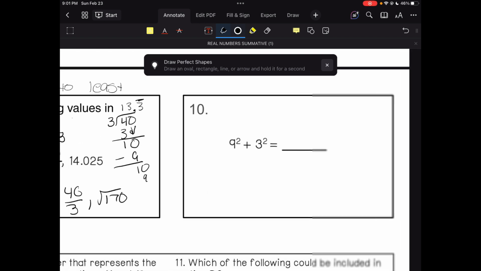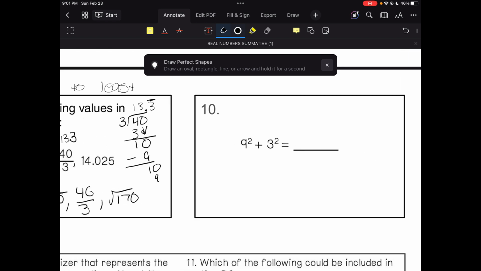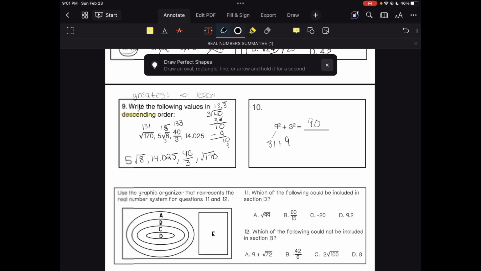Our next problem, number 10, is 9 squared plus 3 squared equals blank. Most of you did this very well. 9 squared is 81, plus 3 squared is 9. 81 plus 9 is 90.